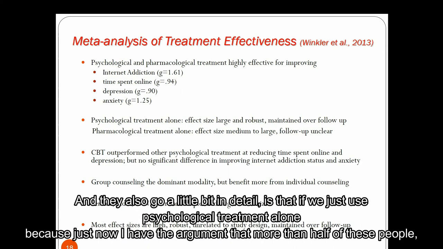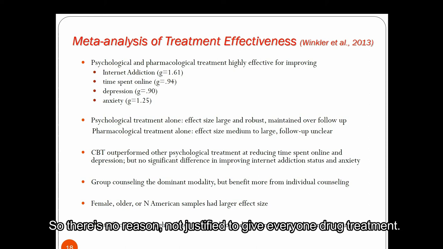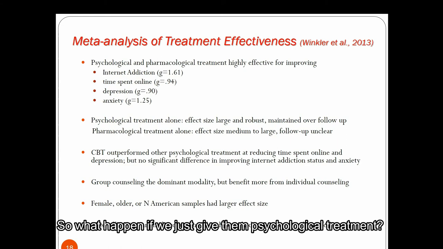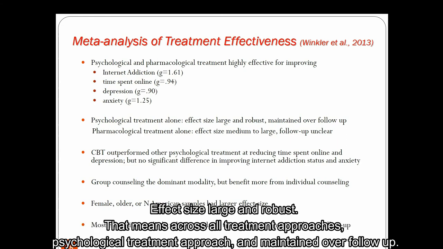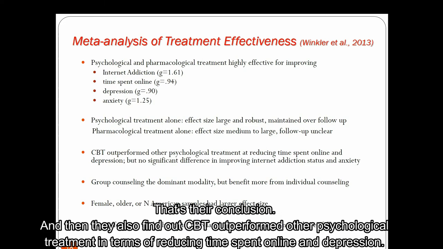And they also go into a little more detail on using psychological treatment alone. Just now I argued that more than half of the people who go for treatment did not have a co-occurring mental health condition, so it's not justified to give everyone drug treatment. So what happens if we just give them psychological treatment? The effect size is large and robust across all psychological treatment approaches, and maintained over follow-up. If you just give drug treatment alone, the effect size is also good, medium to large, but the follow-up is unclear. That's their conclusion.